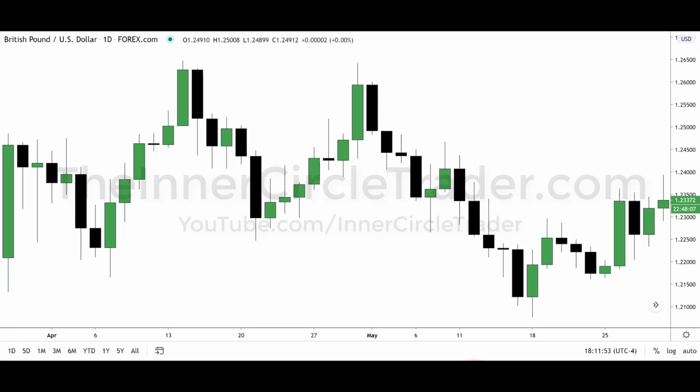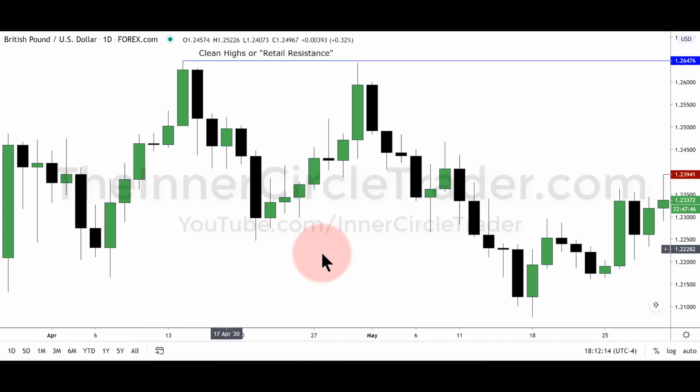Our example today is from the British pound, or pound versus dollar, and we're looking at the daily chart here. And I'm going to save you a lot of time and just simply state that we have retail resistance up here, and that's going to be likely a draw on liquidity.